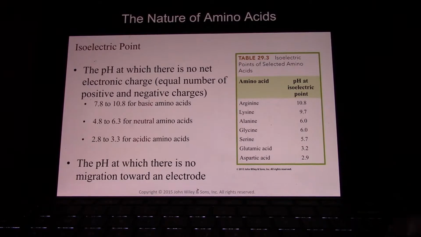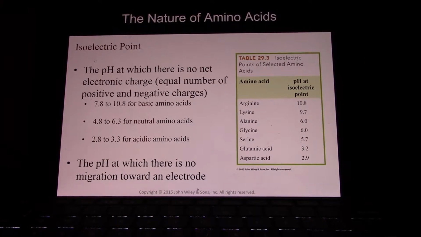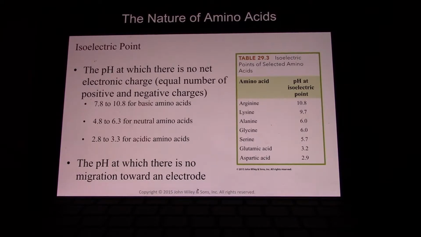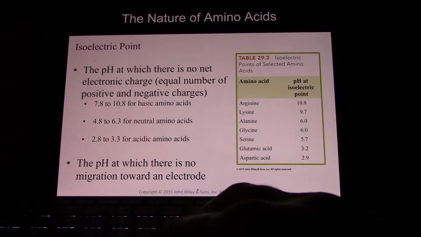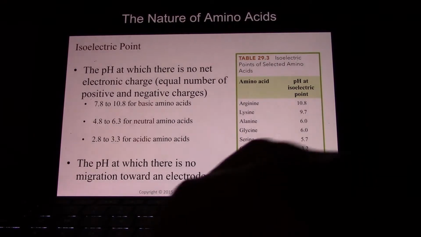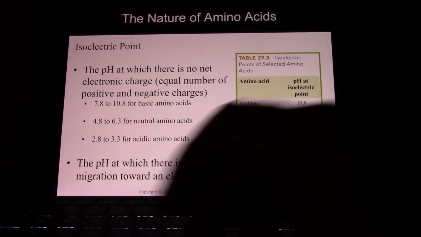Isoelectric point. This is the pH at which there is no net electric charge on an amino acid. And the isoelectric point is between pH 7.8 to 10.8 for basic amino acids, between 4.8 to 6.3 for neutral amino acids, and between 2.8 to 3.3 for acidic amino acids. And this class doesn't really go too much into the pKa versus pH, but basically, when the pH of a solution is at the pKa of the acidic or basic group, it's basically half protonated.